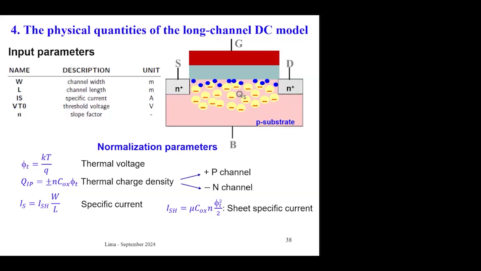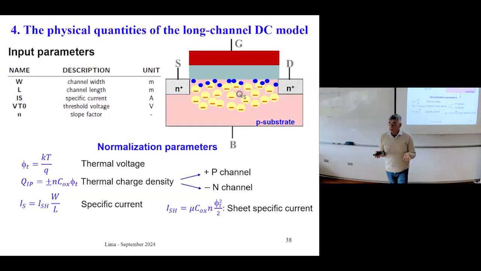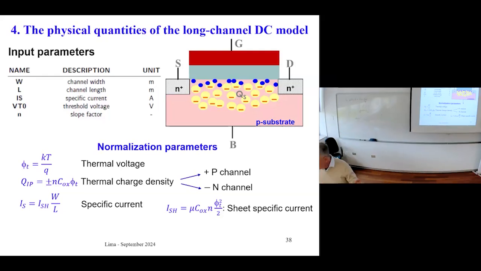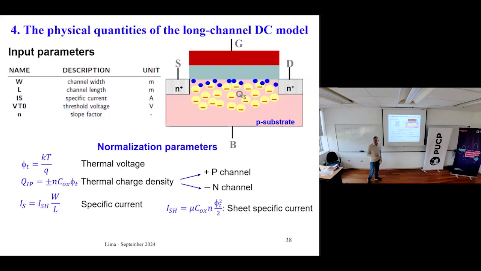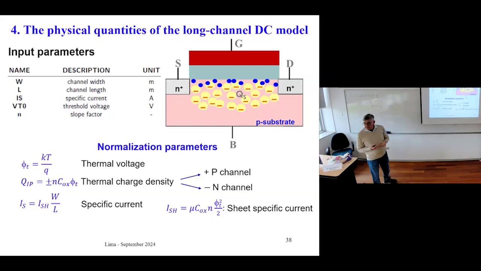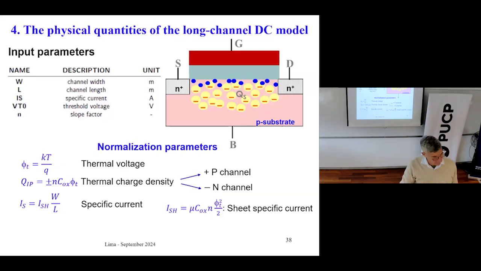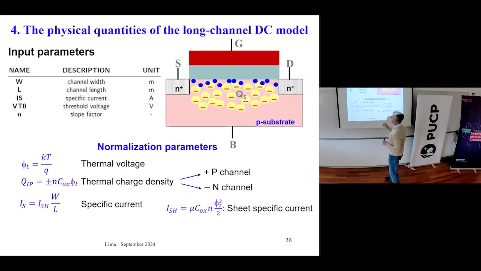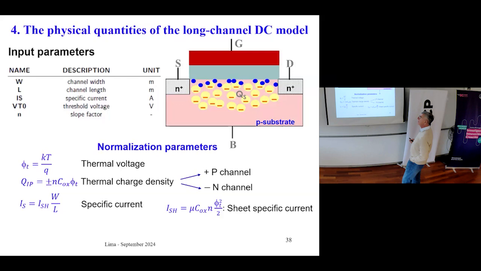This is an important parameter of the MOSFET. The main normalization parameters are the thermal voltage, around 25 millivolts at room temperature, and the thermal charge density, which is positive for p-channel devices, because in p-channel devices the holes are the carriers, right? And for n-channel devices, this normalization charge is minus N Cox phi t. Okay? And I have defined the specific current. The specific current is given by this term multiplied by what we call the aspect ratio of the transistor. It's the ratio of the channel width to the length.